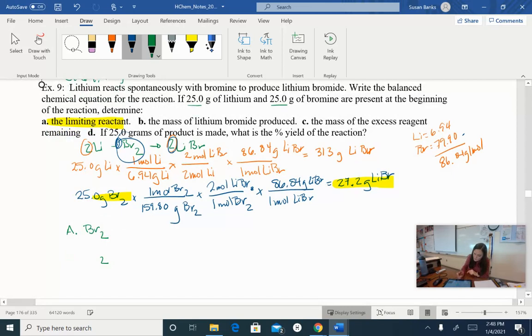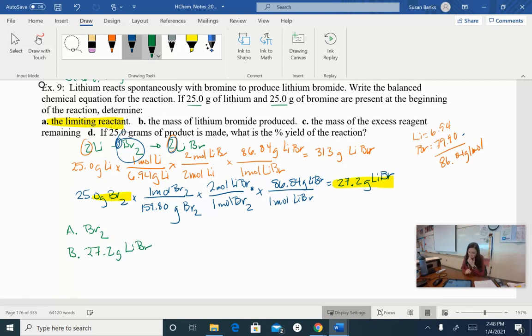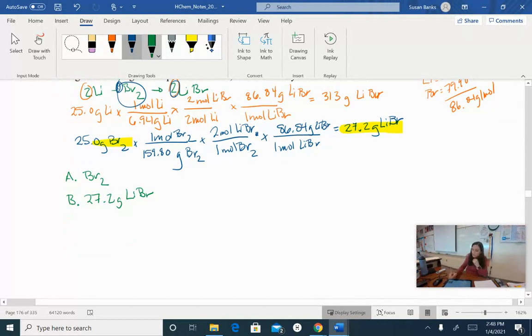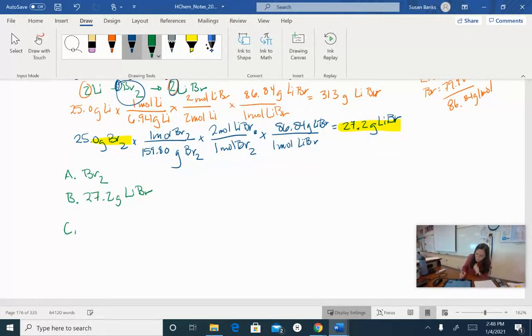Okay, B, how much lithium bromide can I make? I can make 27.2 grams of lithium bromide. That's all I can make. Okay, how much lithium is left over? Now this, we have to actually do the stoichiometry. We're going to reverse this. So I'm going to take the 27.2 grams of lithium bromide that I can make and see how much lithium it actually takes up.